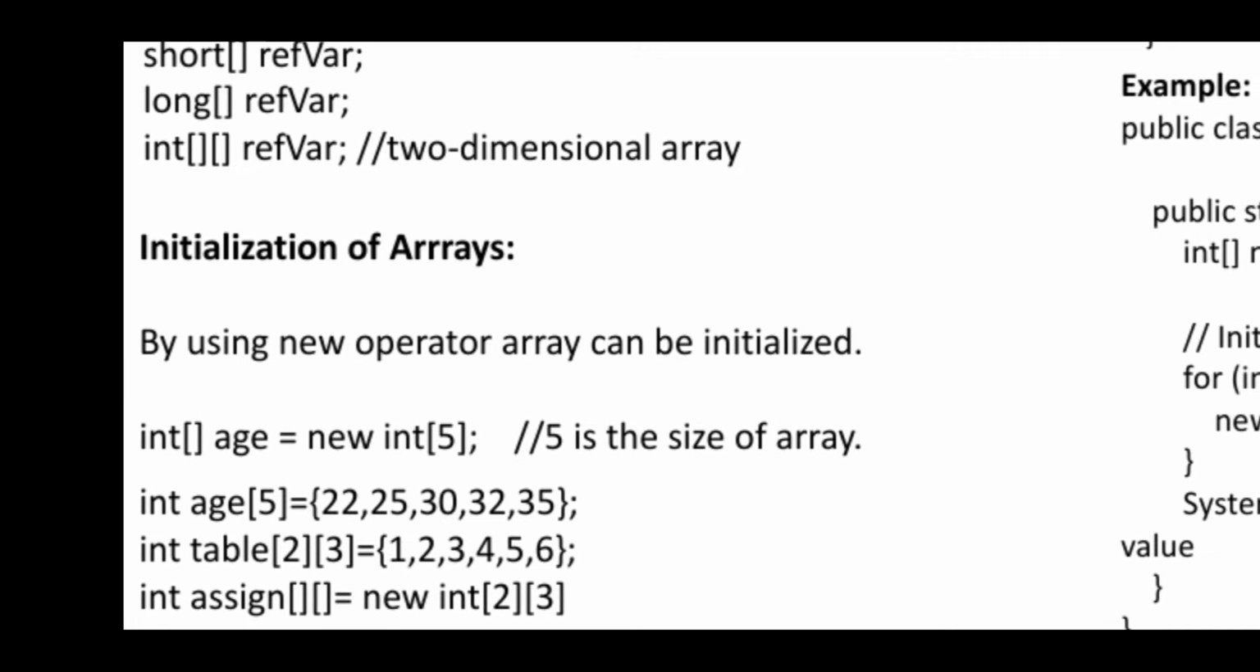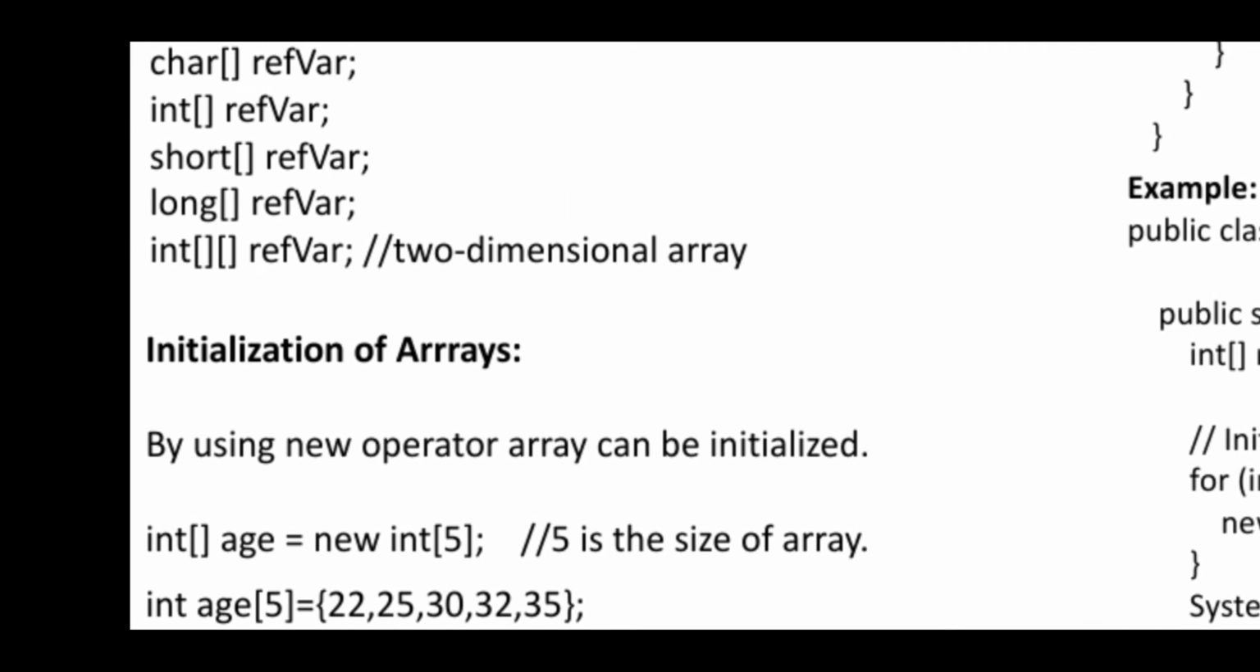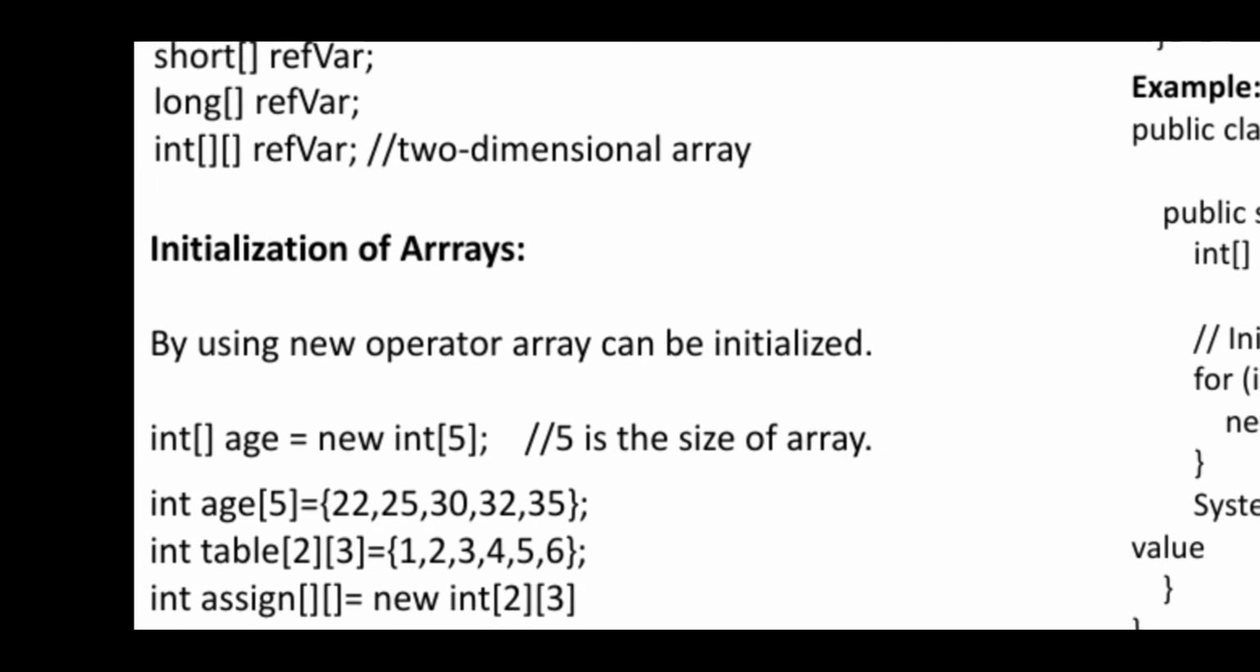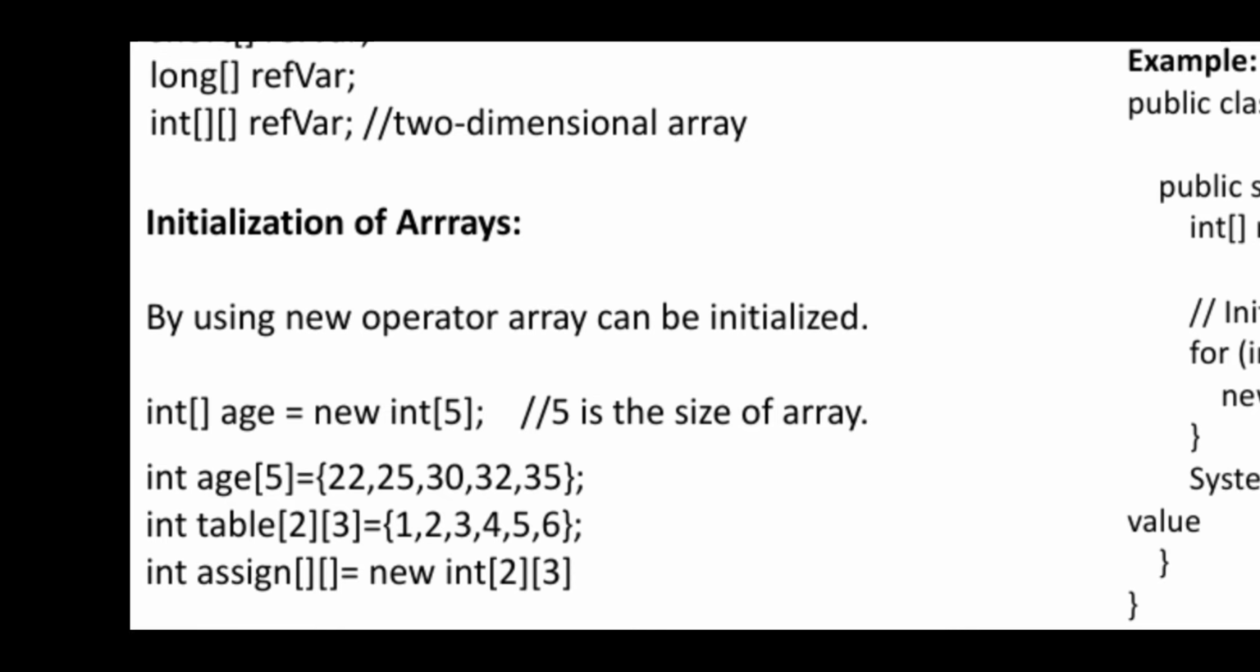Some of the initializations are given here. int age = new int[5] means age is going to hold 5 different ages, which is shown in the next statement. int age[5] = 22, 25, 30, 32, 35. So 5 different ages are stored within age[5]. How will they be stored? If your array starts with 1, then a[1] = 22, a[2] = 25, a[3] = 30, and so on.